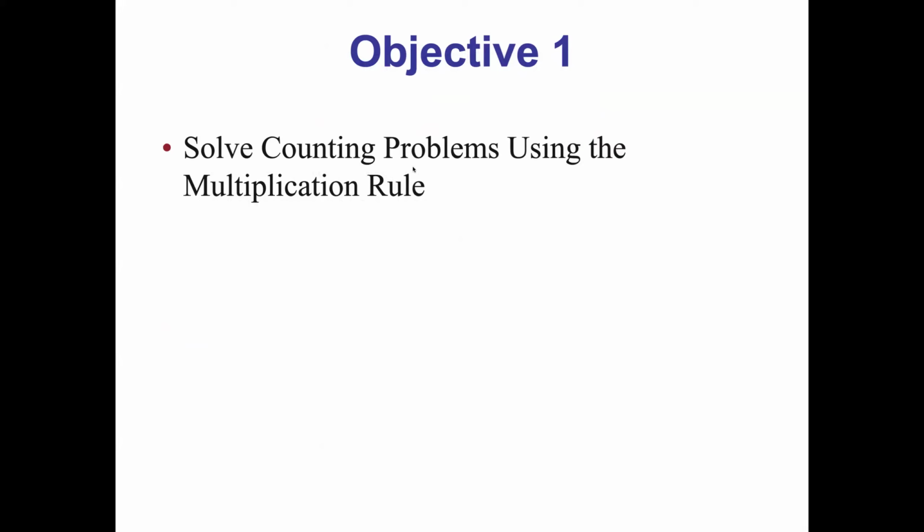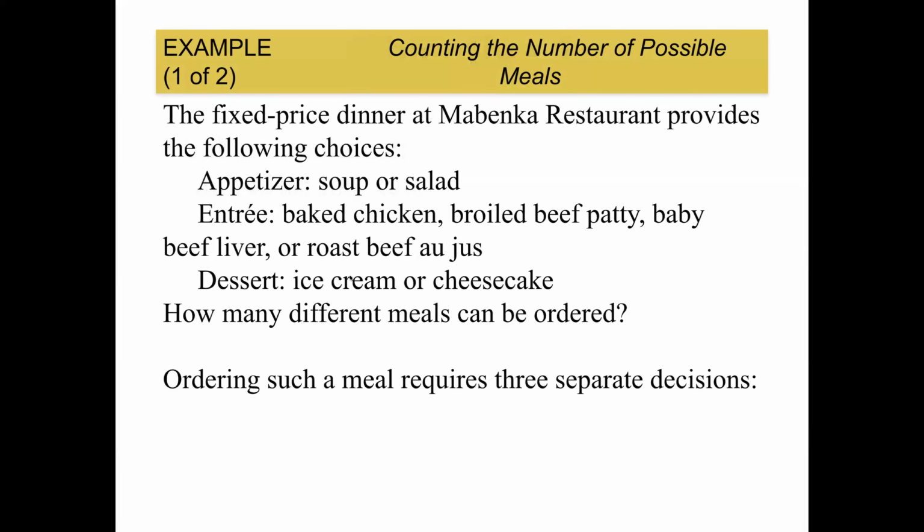The first one is just the straight multiplication rule. And this is pretty straightforward. This is if you have a list of things to choose from.